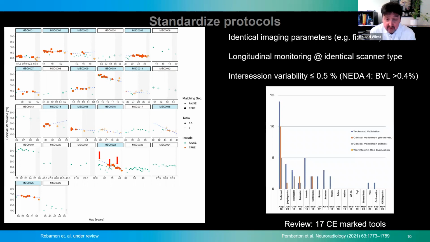If we look a bit into literature, and I want to cite this paper that has been published last year that examined 17 different CE mark tools, you see that many of these tools have been validated technically, but this in-use validation that exactly takes into account these kind of measures is frequently not done. And therefore, for longitudinal monitoring, this kind of quality assessments are mandatory in order to secure that the measures that you get are really reliable.